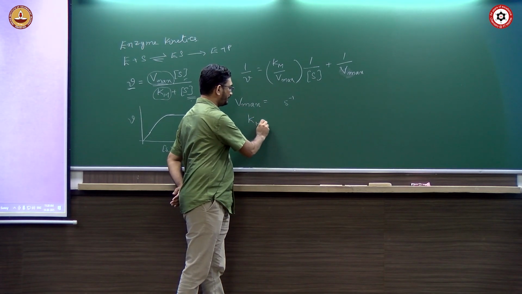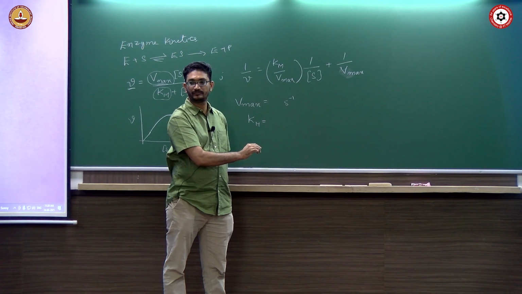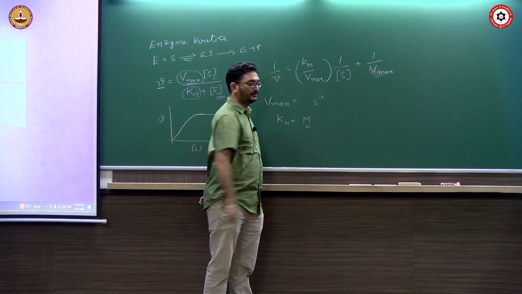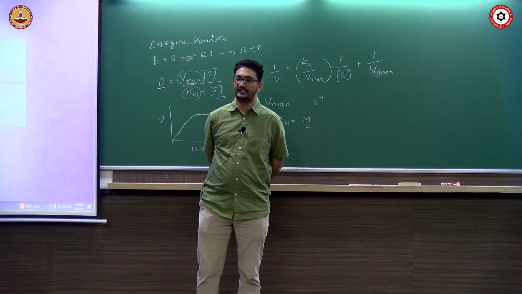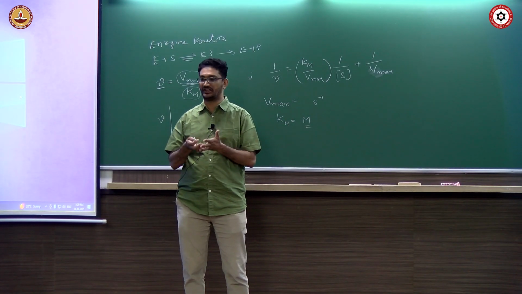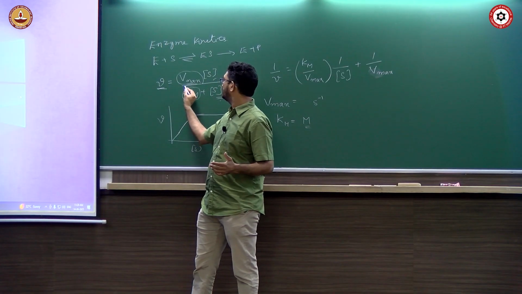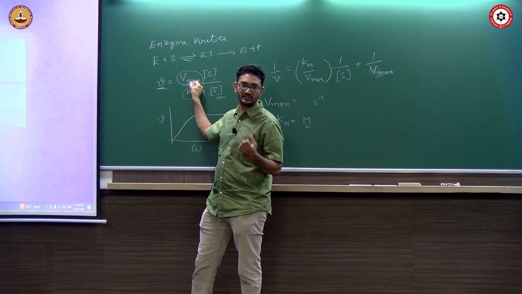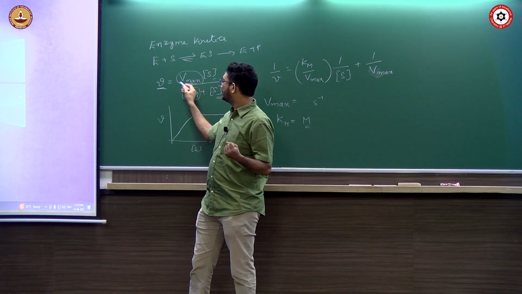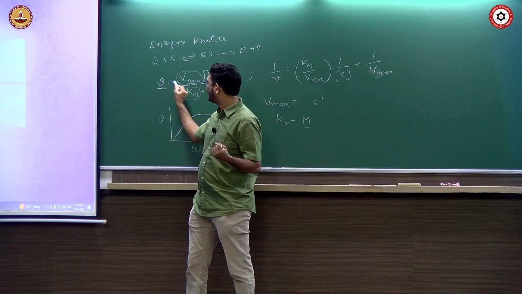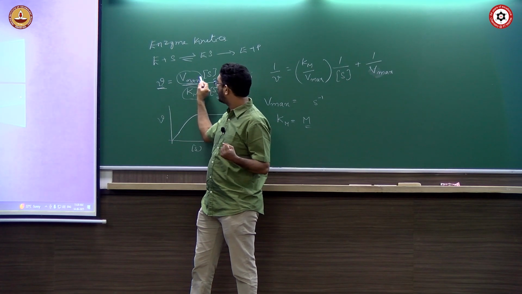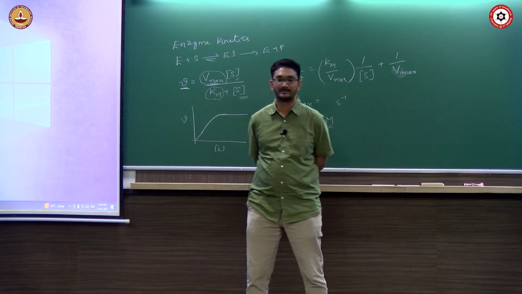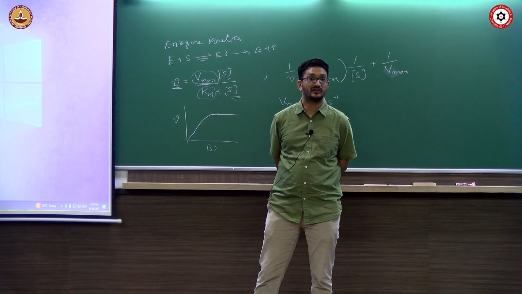And what are the units of Km? Molar, not mole, molar, right? Okay, now my question is, at what substrate concentration will my rate of the reaction be equal to this, the highest possible rate? Vmax is the highest possible rate. So, at what substrate concentration will my rate of the reaction be equal to Vmax? Your concentration cannot be rate, no?